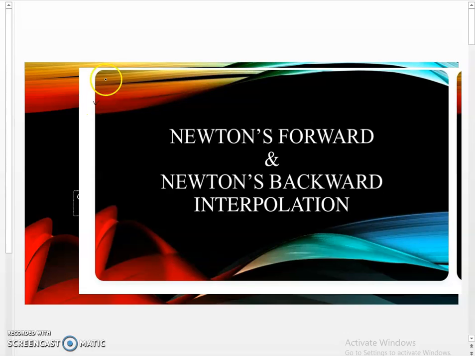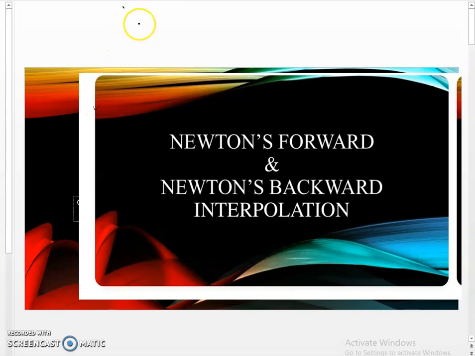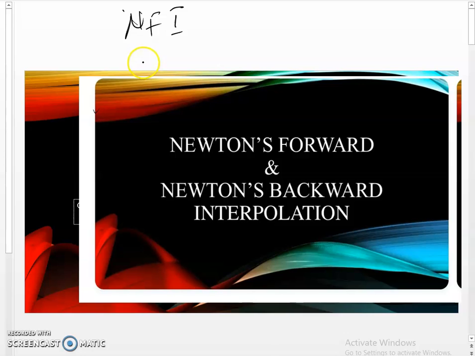So our topic is Newton forward interpolation and Newton backward interpolation. So let us take an example in these two things and see how that will help us.